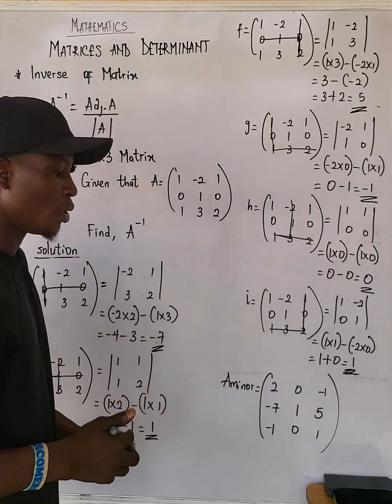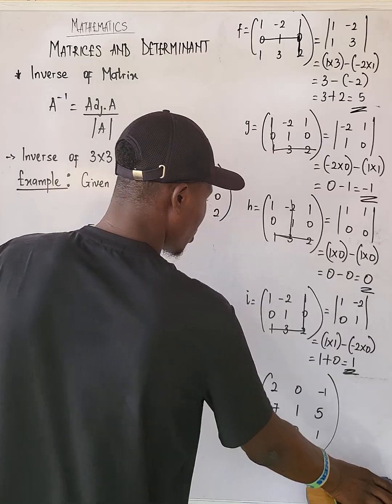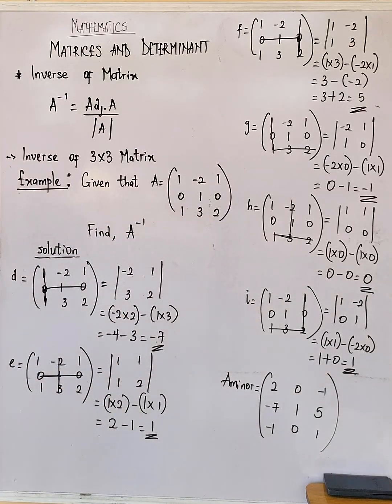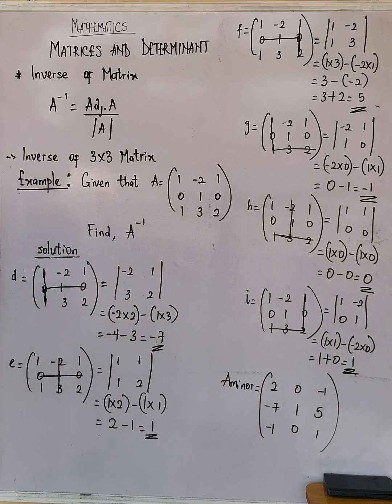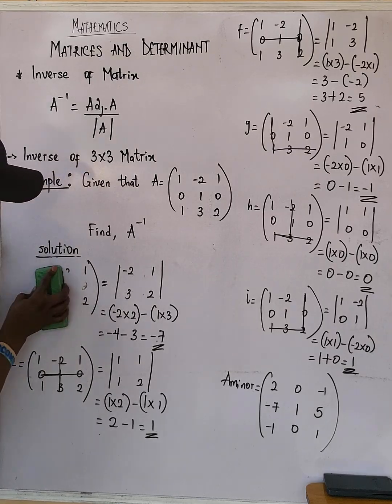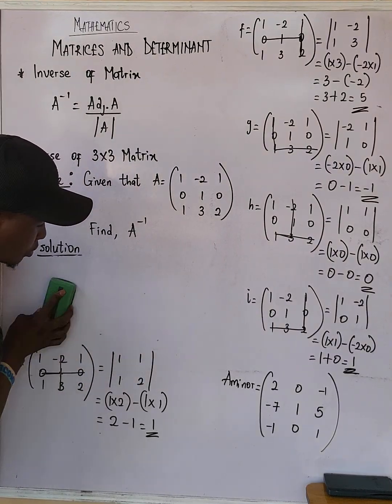Do you understand? So after we've gotten the minor, the next is to get the cofactor. So take a screenshot of it or pause the video, while we go for the cofactor.